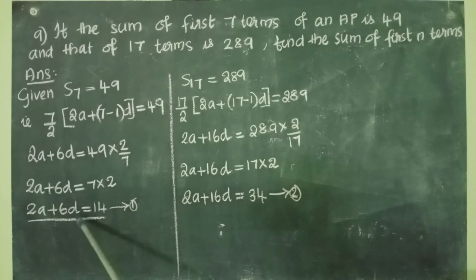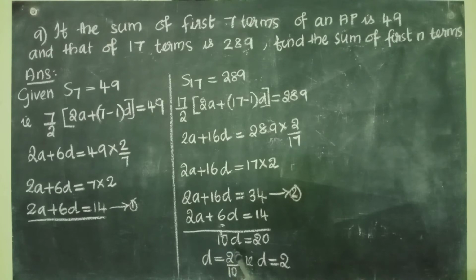So here our equation number 1, 2a plus 6d equal to 14. Here our equation number 2, 2a plus 16d equal to 34. We can eliminate it. So we can write the equation number 1 also here. We get 10d equal to 20. D equal to 20 divided by 10, that is D equal to 2. So we got the value of D, it is 2.